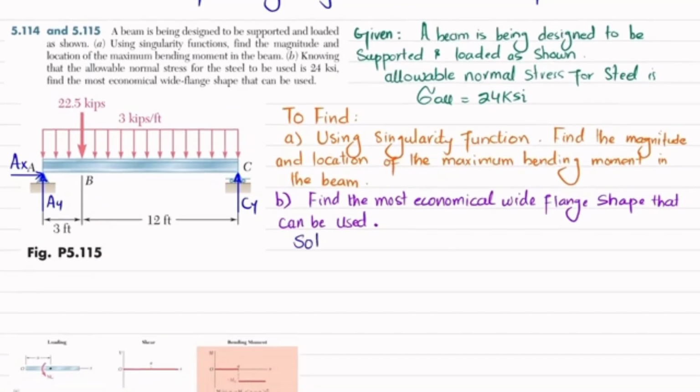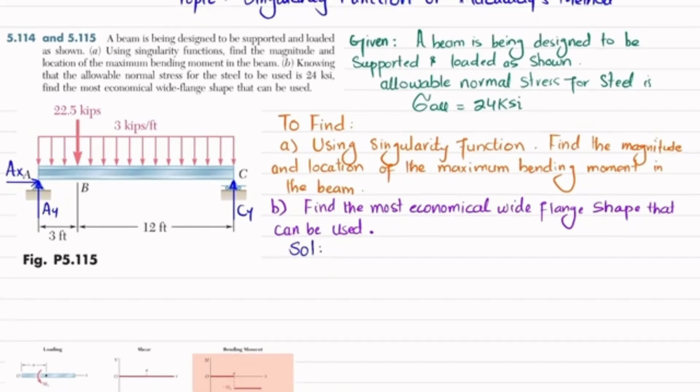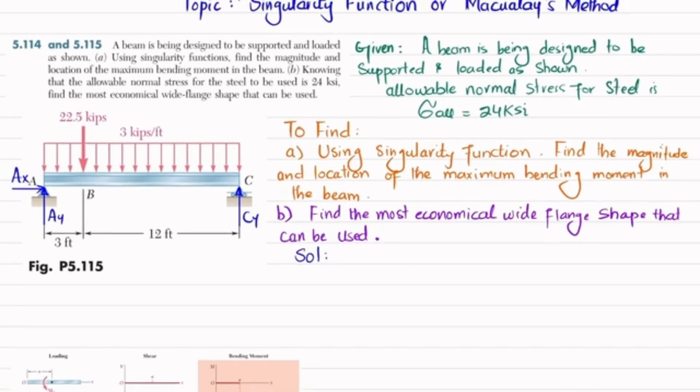We will convert this distributed load into a point load. When you convert the distributed load into a point load, you multiply the load, 3 kips per foot, with the total length, which is 12 plus 3, that is 15. Clear? Now you can apply the equation of equilibrium.